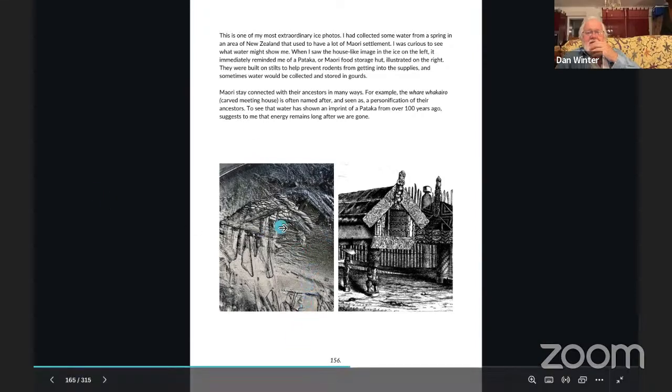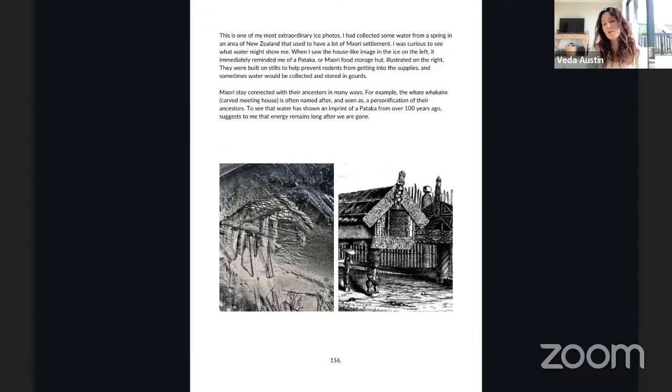Okay, so this is showing something from 100 or so more years ago. So I took some water from an area where there used to be a lot of Maori settlement, and I got that ice picture on the left. And when I looked at that ice picture, I thought, you know, that really looks like a pātaka, which is what is on the right. A pātaka is a Maori food storage hut. They would often store water in gourds, and they would store them in there. And I went looking through historical records, and I ended up finding the sketch of what the area looked like from where I took the water, and I'm comparing them here.